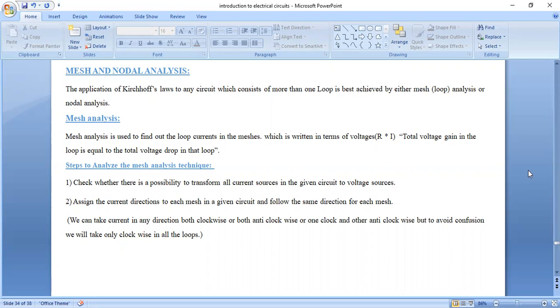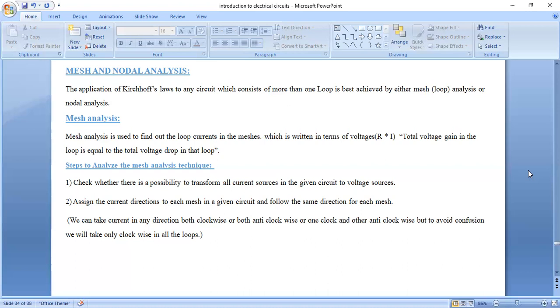And the steps to analyze the mesh analysis. The first step is to identify the number of meshes in a given circuit. The second is to assign the mesh currents. To assign the mesh currents, we take either the clockwise or the anti-clockwise direction. If you use both directions, you will get confused. So to avoid that confusion, take any one direction, either clockwise or anti-clockwise. Here I am using the clockwise direction.